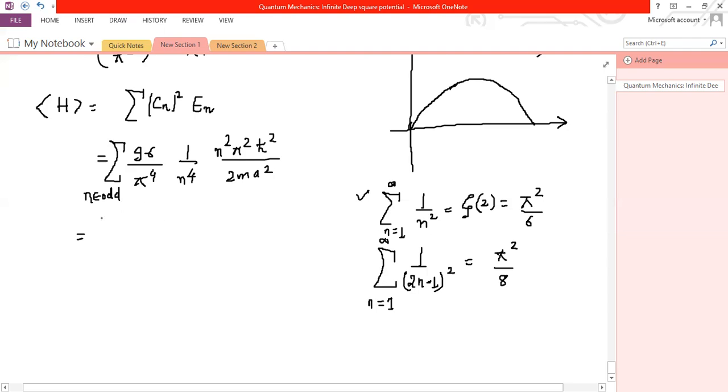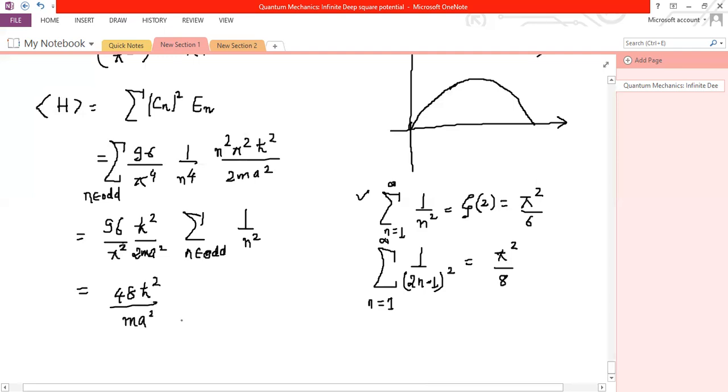So this will be 96 pi raised to power 4. So this will be pi square here. n square cancels. So this will give me h cat square upon twice ma square outside, and this sums n belongs to odd, 1 upon n square. Okay, let me try to do it. I mean, this is very easy to do, so I'm not doing it. So 48 here, 48 h cat square upon ma square, and this pi square and this pi square cancel.